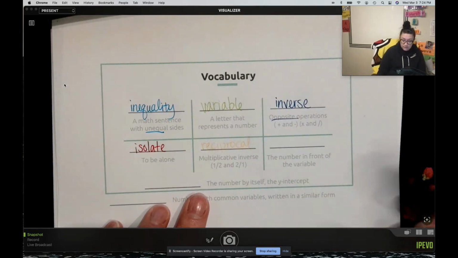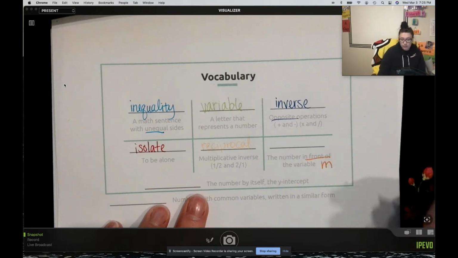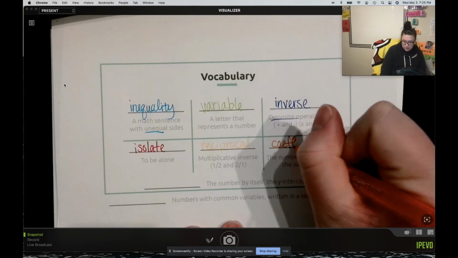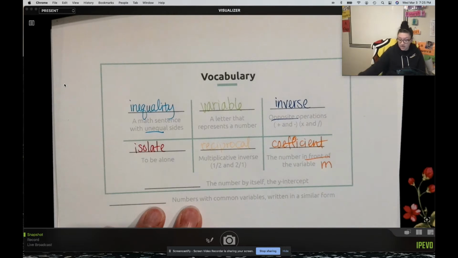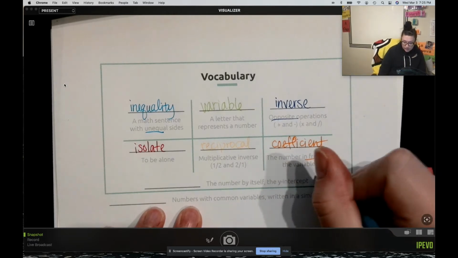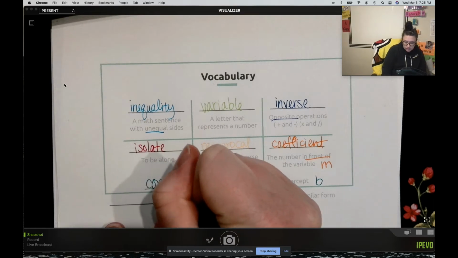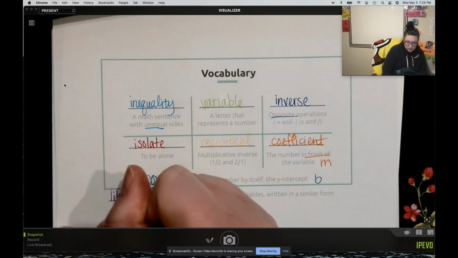Then we have the number in front of the variable. So that'd be like the m when it's y equals mx plus b. That's the coefficient. The number that's by itself, the y-intercept, that b, that's the constant. And then the last word we have is those numbers with common variables written in similar form, the like terms.